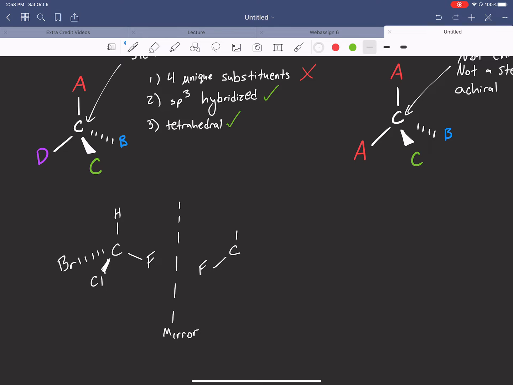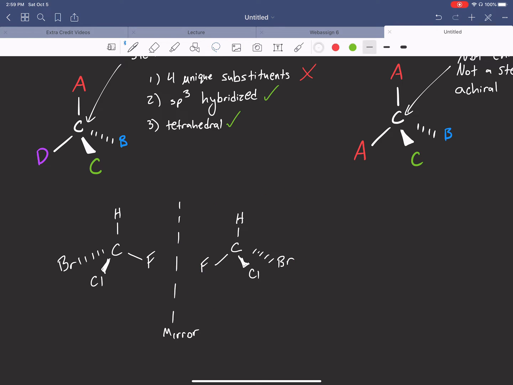So F, H, Br, and Cl. So now my job is to overlap the one on the right with the one on the left. All right. Now, you are allowed to rotate the molecule. Okay. And so, as it stands right now, if I take this and go like this, you can clearly see that the bromine, the fluorine, and the chlorine are not even close to overlapping.